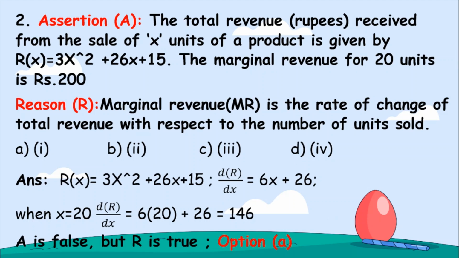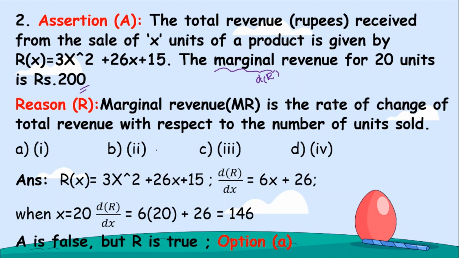Question 2. The total revenue in rupees received from the sale of x units of a product is given by 3x square plus 26x plus 15. So, it is a revenue function. The marginal revenue for 20 units is rupees 200. Whenever they are explaining marginal, marginal means differentiated value. Marginal revenue function means differentiation of R. That is only called marginal. So we can understand this R function should be differentiated.